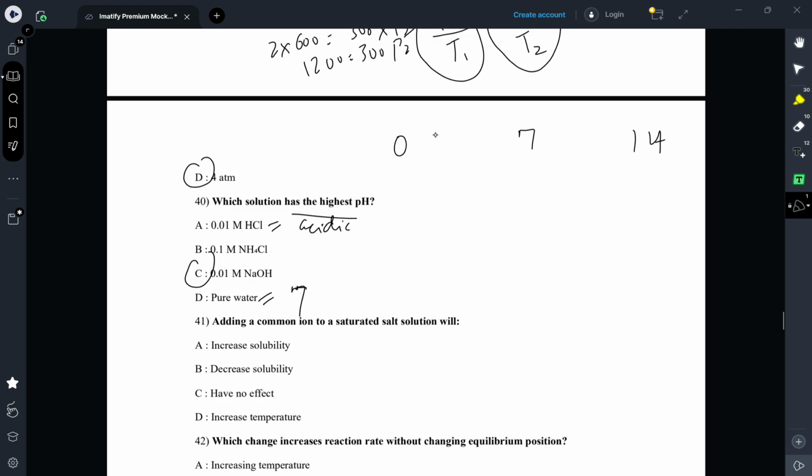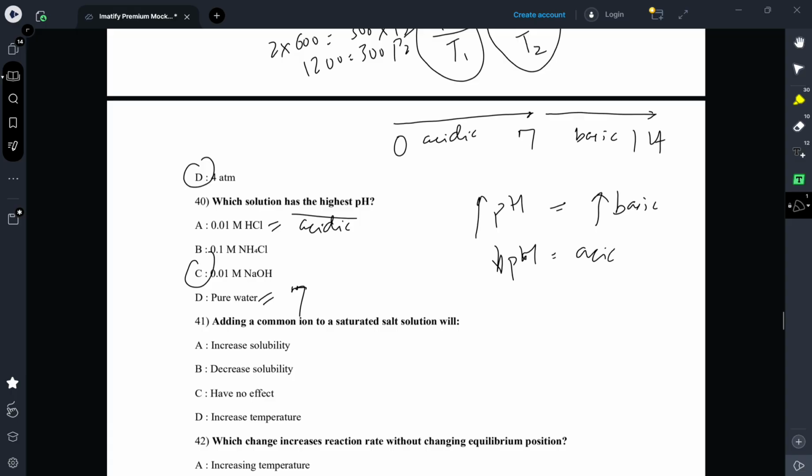from here to here, it will be acidic, and from here to here, it will be basic. So higher pH means that it is more basic. Lower pH, it is acidic. So this one is of course wrong, because even if we try to calculate it using the formula, you can try calculating it with the formula.